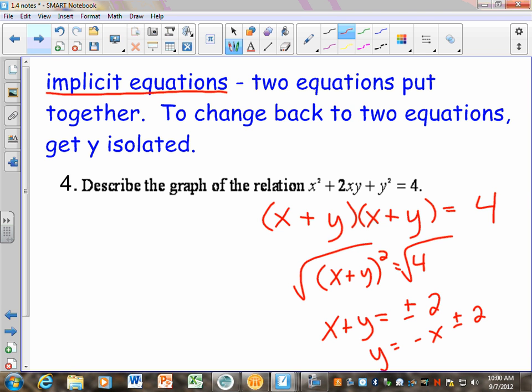It's okay if you leave it like that. I'm going to separate it into two equations: y equals negative x plus 2 and y equals negative x minus 2. If you graph those two linear equations together, you would get the same thing as if you graph that implicit equation, which is kind of hard for us to graph. So it's just some algebra here.